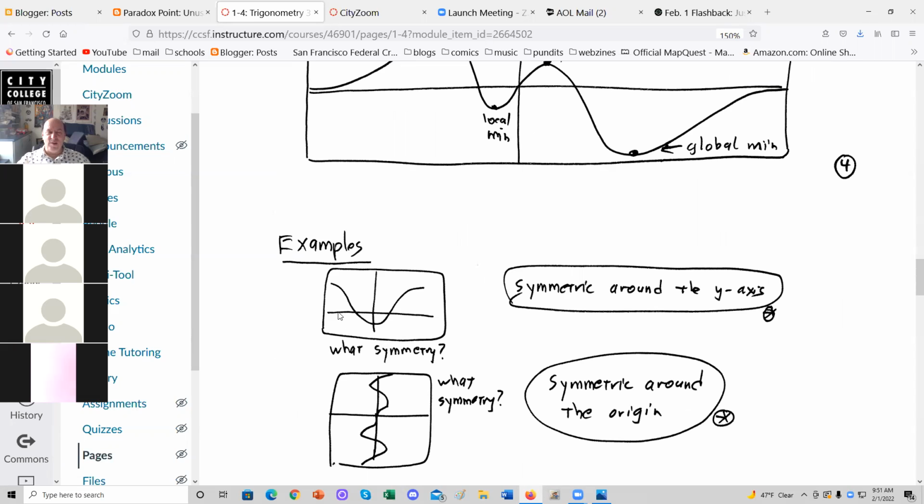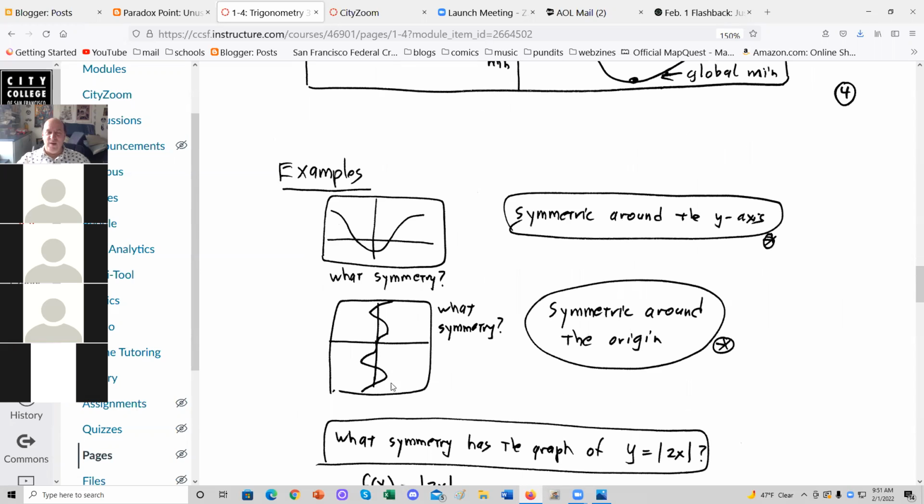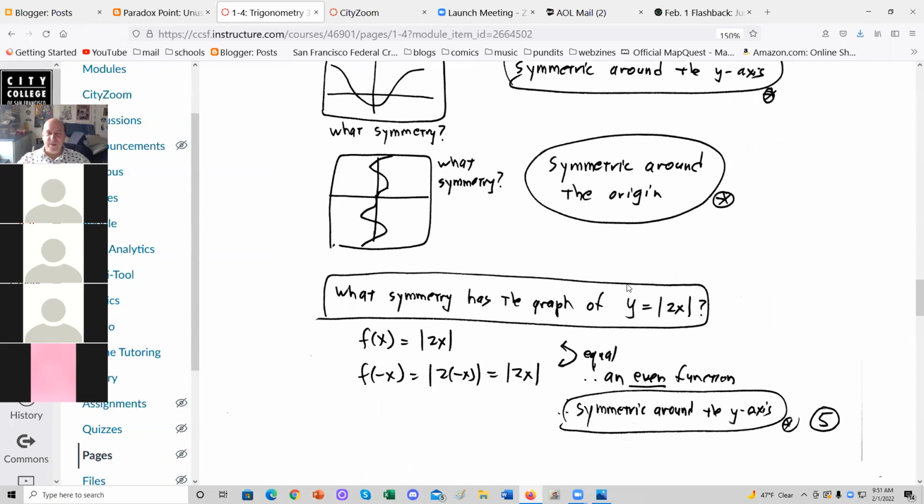What is the symmetry of this graph? Well, it's symmetrical around the y-axis. What is the symmetry of this graph? This is symmetric around the origin. So in other words, if we flip this graph, it stays the same. If you rotate it around the origin, it stays the same.